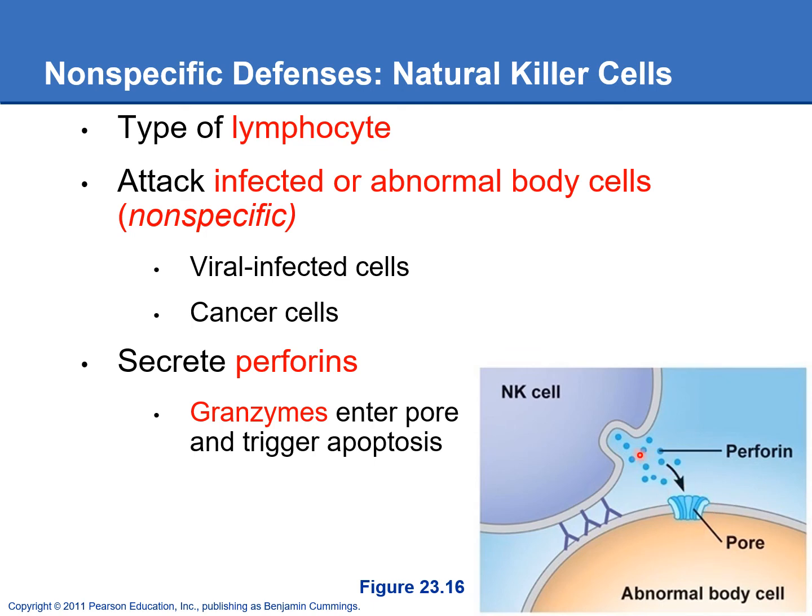And then through that hole, they'll pour in some chemicals called granzymes. And granzymes will trigger that cell to do apoptosis or to commit suicide. And that's how it kills the cell. And we're going to see this method of killing again because it is a lymphocyte and it is related to the cytotoxic T lymphocytes, which are going to kill the same way as the natural killer cells.